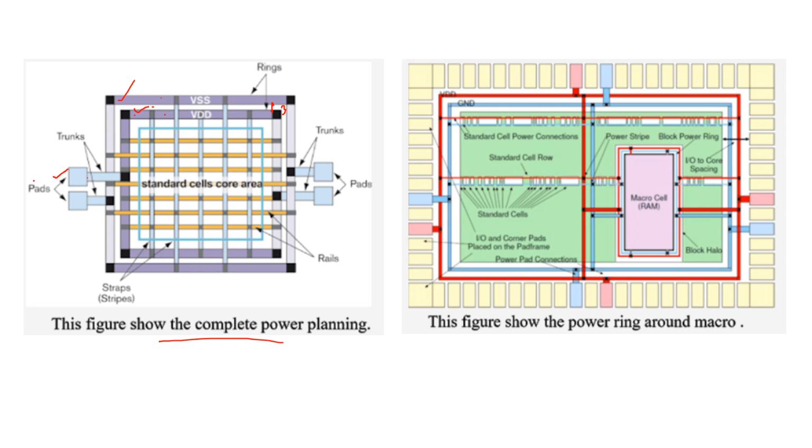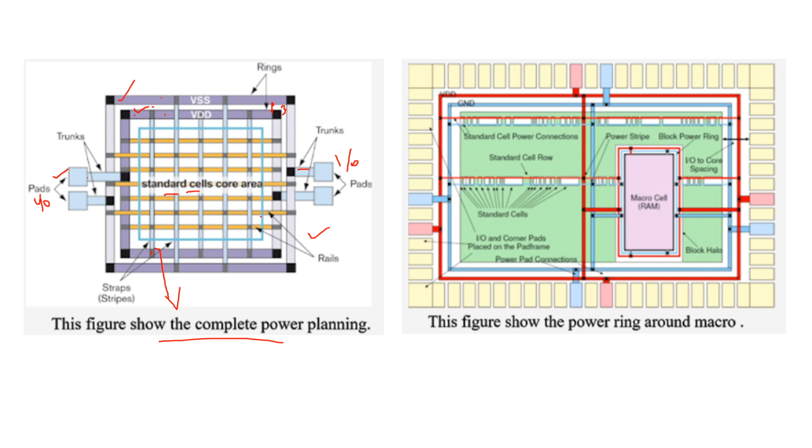And if there is any input and output, see, these are your input output pads, and this is also an input output pad. The trunks need to be created between your rings and these pads. Similarly, there should be straps. See here that straps are used, in which the power is extracted from VDD and VSS to give it to the standard cell core areas. And the rails are to be connected from these rings.